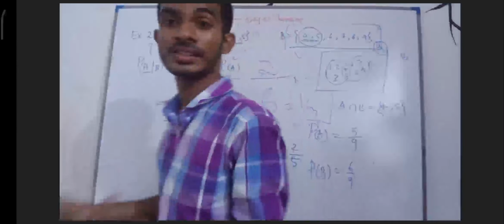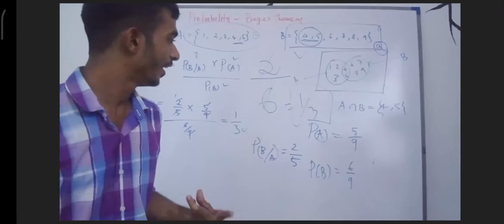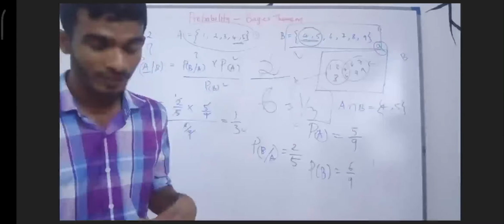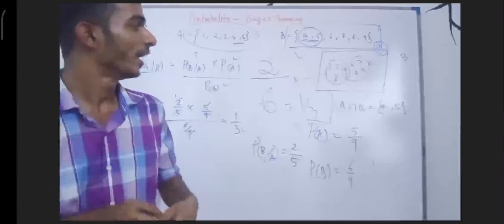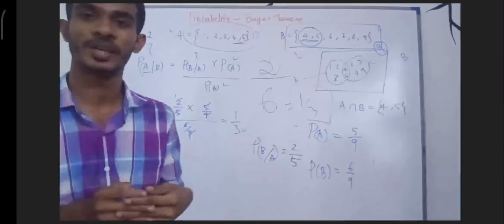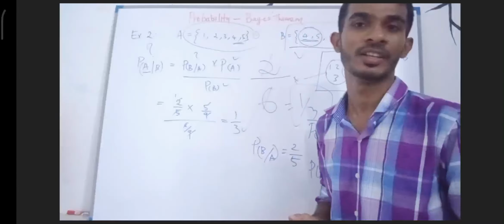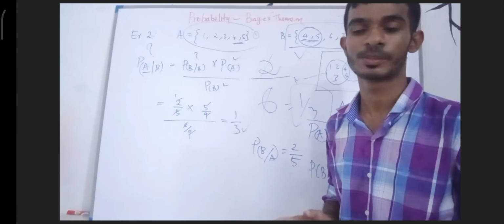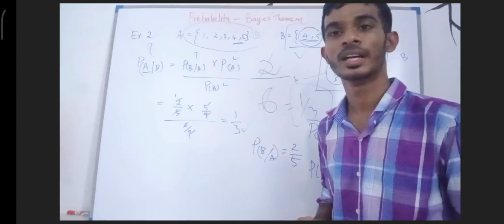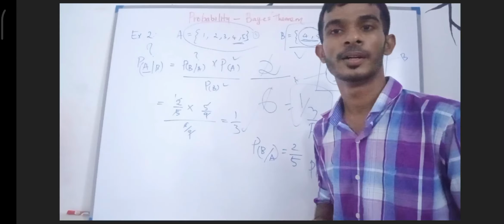So Bayes theorem works, and I hope you have understood how to derive the Bayes theorem equation and what the applications of Bayes theorem are. I have explained 2 examples here, and in another video I will try to upload the explanation of the past papers that we have in our A level final past paper.